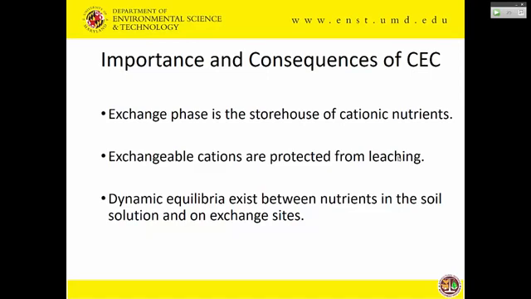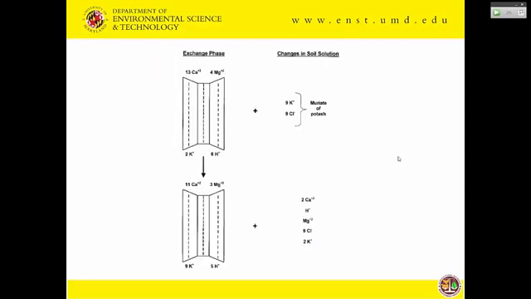So why is it important? Well, the exchange phase is the storehouse of cationic nutrients. Right? It's where they're kept in reserve for future needs. They are protected from leaching when they're on the exchange sites. But please understand that there's dynamic equilibrium between what's on exchange sites and what's in the soil solution. So while they're on exchange sites, they're preserved from leaching, but they can move out into the soil solution where they no longer have that protection.